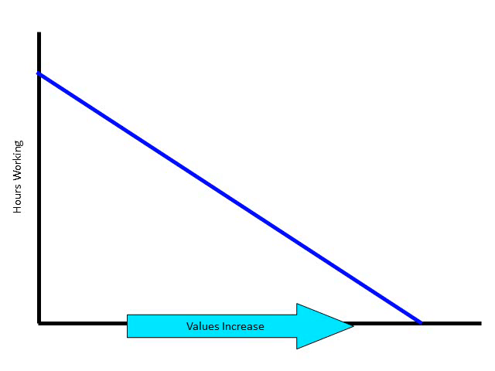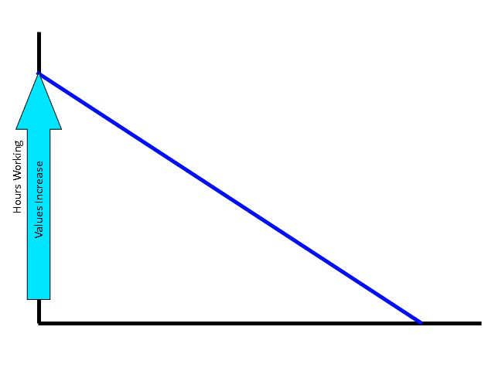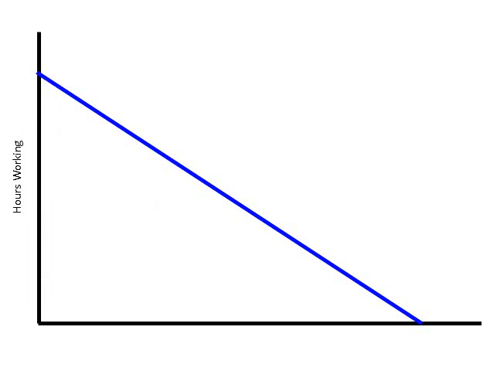The vertical line is called the vertical axis, the y-axis, or the dependent axis, and runs up and down. In this case, the vertical axis represents the number of hours that Joe works. Economists assume as one moves upward from the bottom, the values increase.